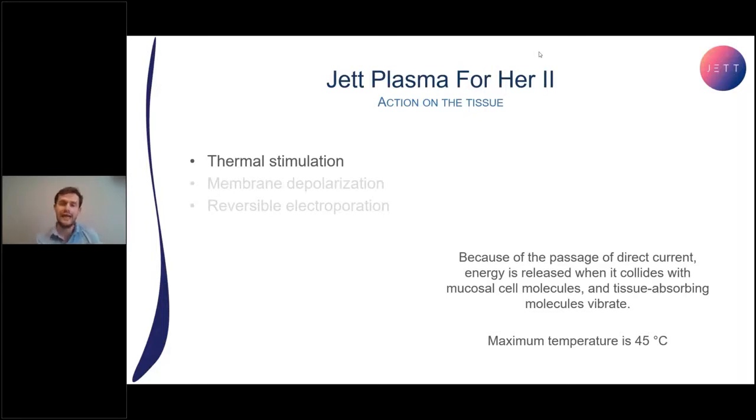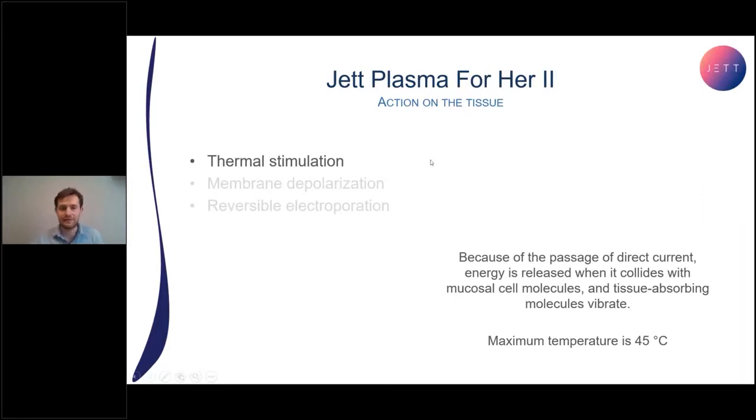Of course, heating up increases blood flow, increases the flow of lymph, and increases the metabolism of cells by pure heating up of tissue, but not to a devastating temperature, only to a stimulation temperature. So this is the first effect that we use in our device.